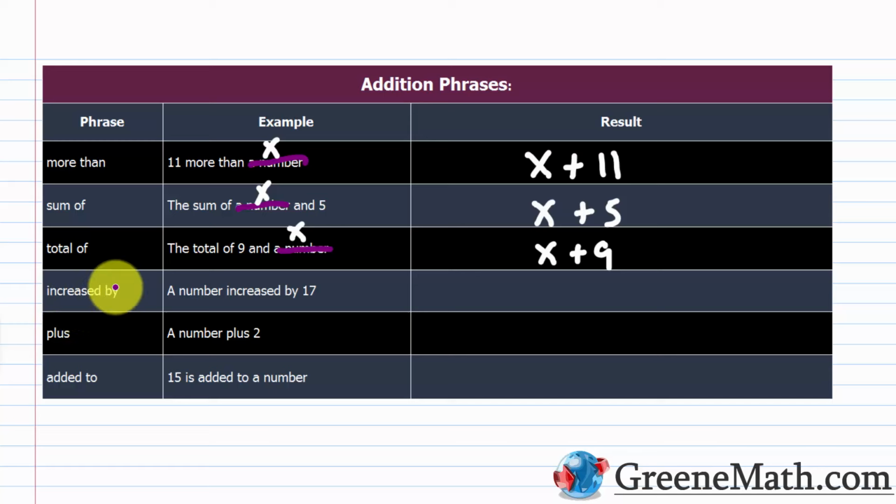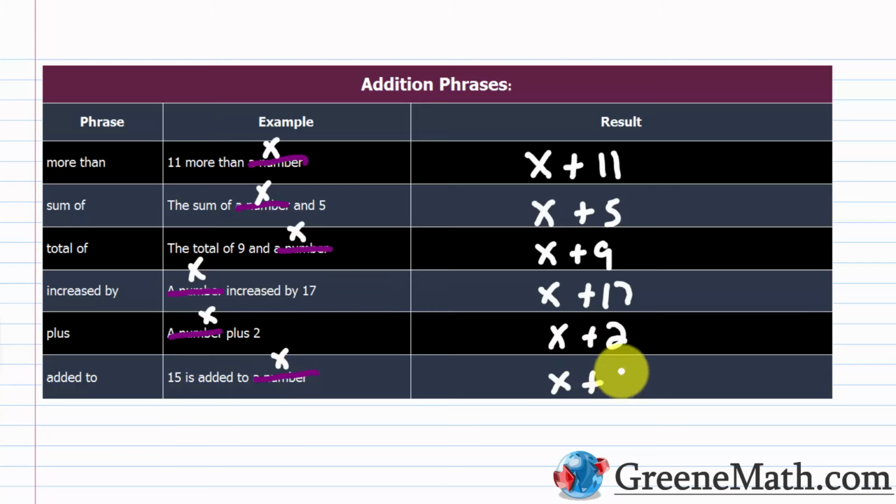Next we have "increased by." For our example, a number increased by 17. Where I see a number, I'm going to cross that out and just put x. So if x is increased by 17, it's just x plus 17. Then we have "plus." A number plus 2. Again, let's line out a number and put x here, and it says x plus 2. Very straightforward. Lastly, we have "added to," and we see 15 is added to a number. Let me line this out where it says a number and put x here. So 15 is added to x, so we have x plus 15.